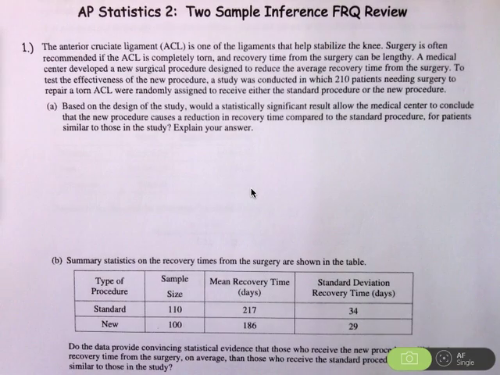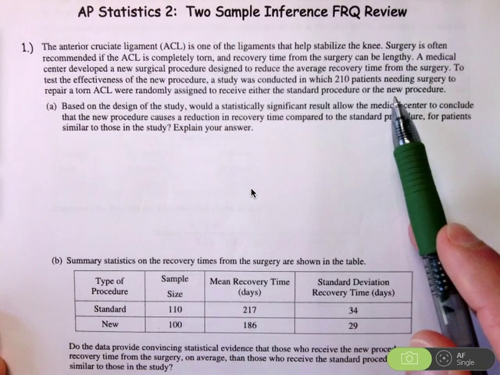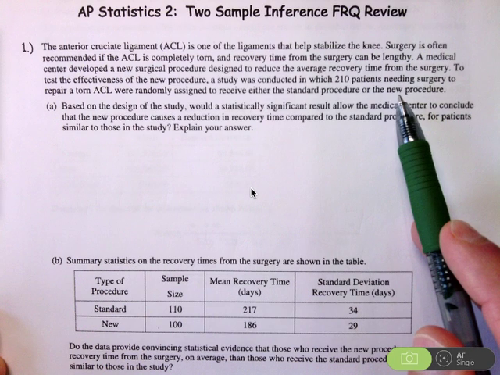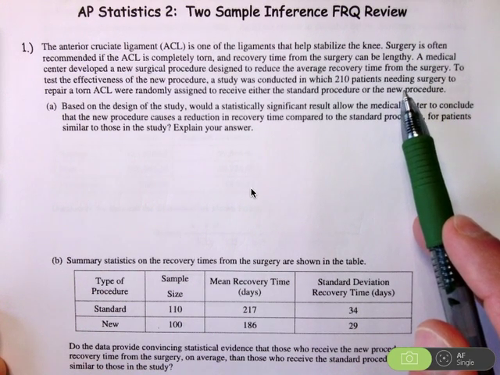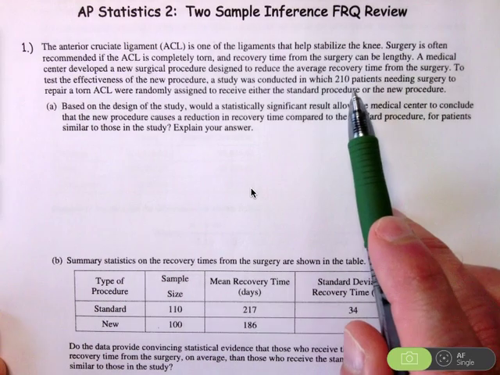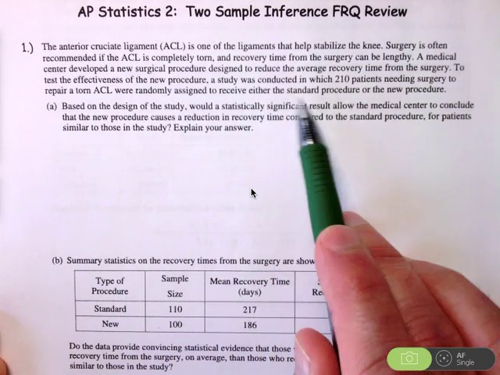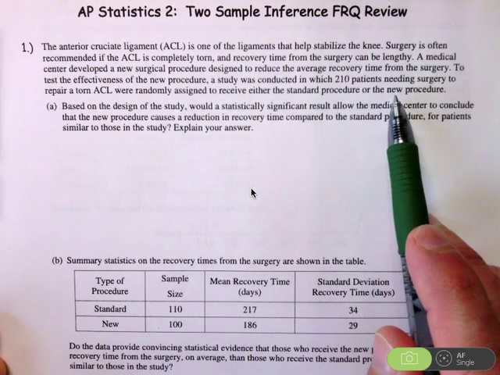So the most important thing to review is to make sure that when you read the context of a real AP question, you can identify the procedure that's being used and then write appropriate hypotheses. If you read this context carefully, this is about an experiment. We're testing the effectiveness of a new procedure in order to complete ACL surgery. We have 210 patients needing surgery. They were randomly assigned to either receive the standard procedure or the new procedure.